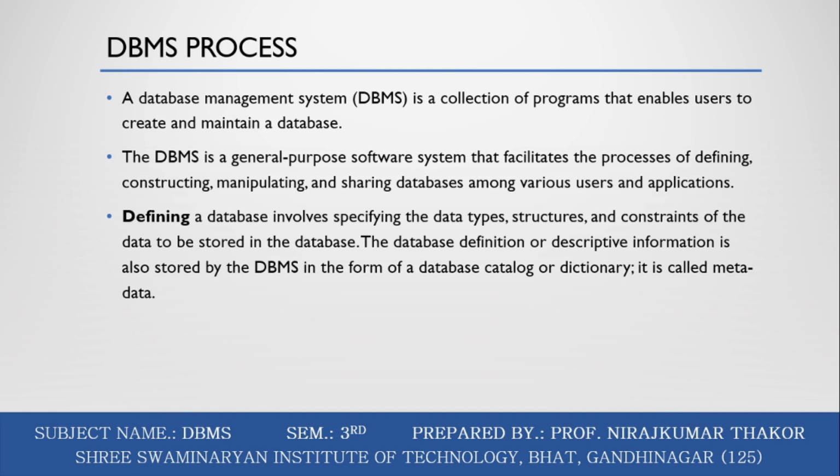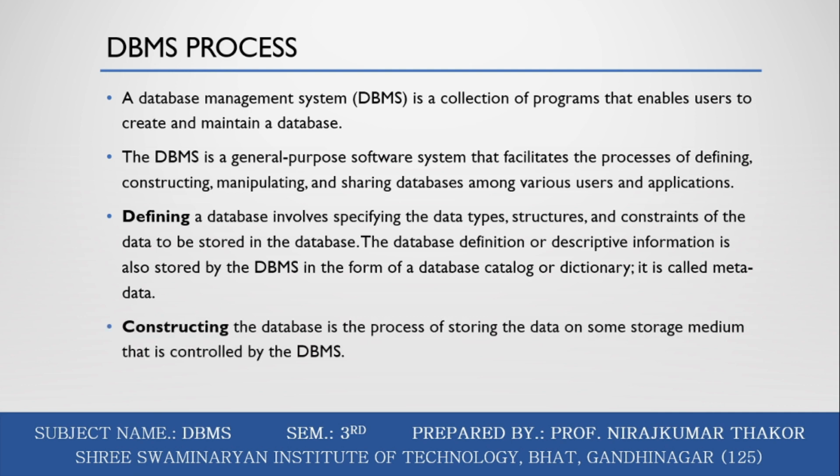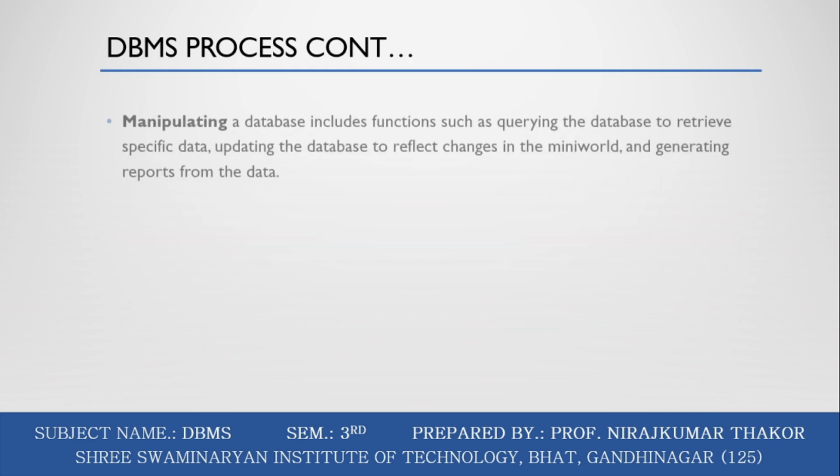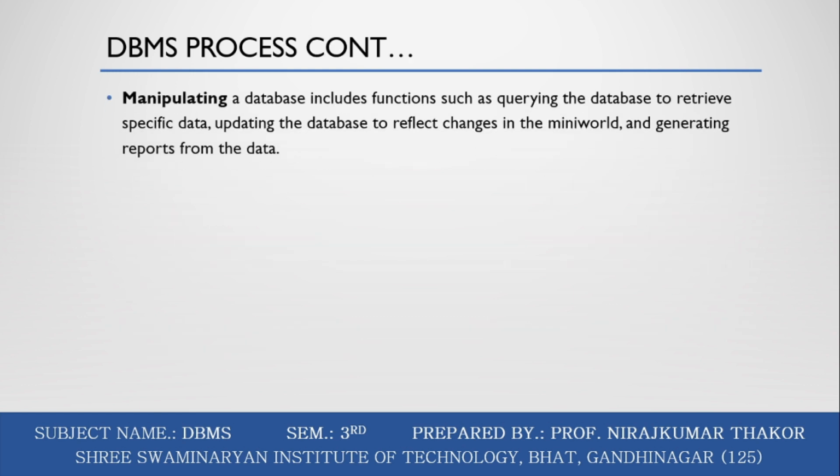Defining a database involves specifying the data types, structures, and constraints of the data to be stored in the database. The database definition or descriptive information is also stored by the DBMS in the form of the database catalog or dictionary. It is also called the metadata. The second one is constructing. Constructing the database is the process of storing the data on some storage medium that is controlled by the DBMS. The third process is manipulation.